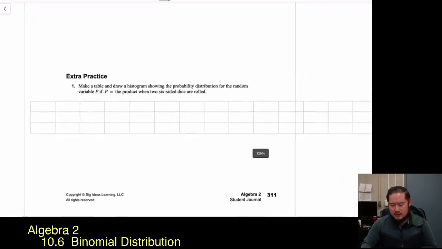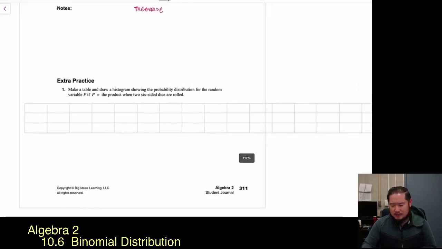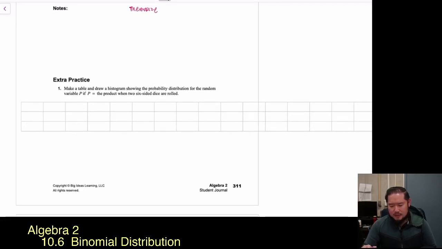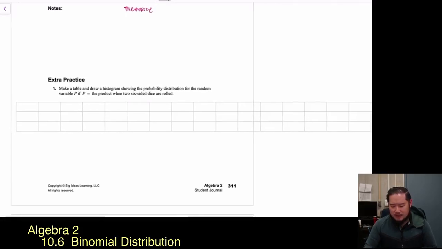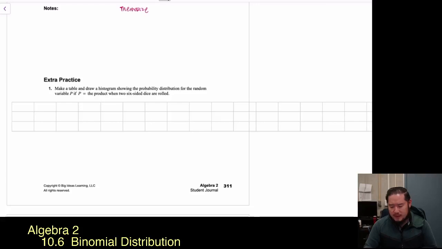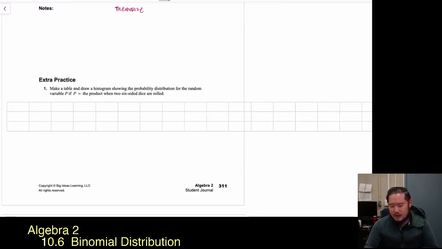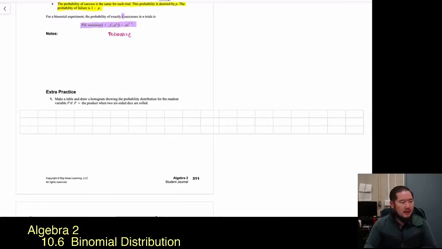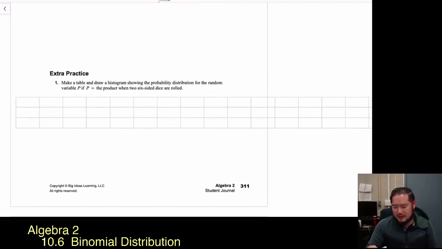Okay, so it says, let's make a table and draw a histogram showing the probability distribution for a random variable P, if P is equal to the product when two six-sided dice are rolled. Okay, so I've got this big old table right here, and it's going to be big because first off, it's asking for the probability when two six-sided dice are rolled.